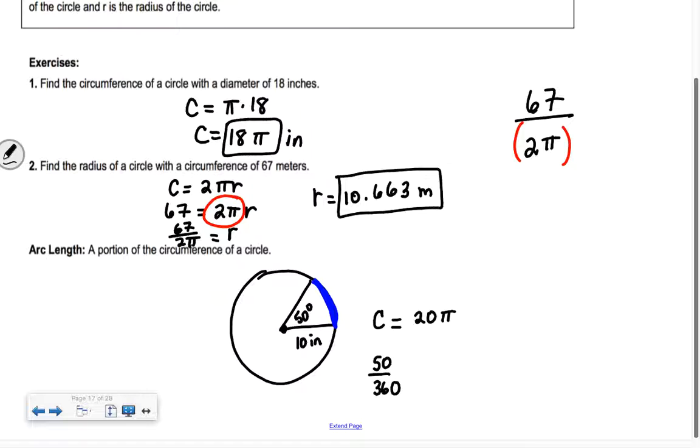We have 50 degrees out of the entire circle, which has 360 degrees. So we have 50/360 of the circle. That's the fraction we have. Multiplied by our circumference, which is 20 pi. That gives us our length. Okay, that's the way I want you to think about these arc length problems.